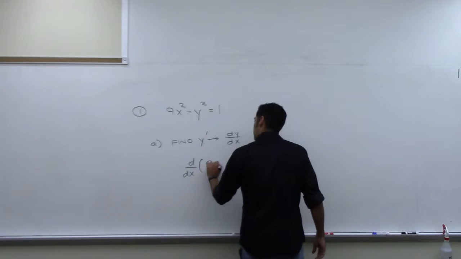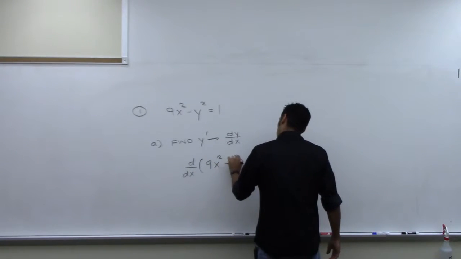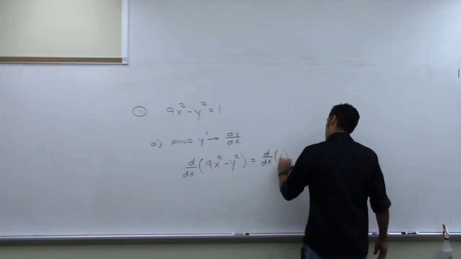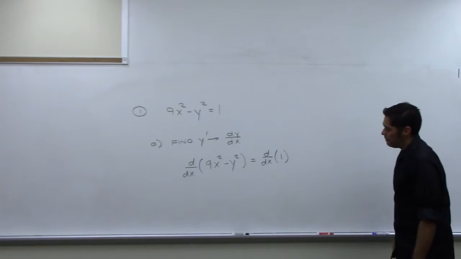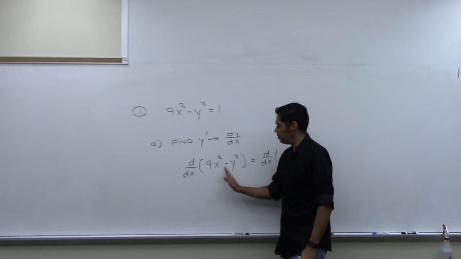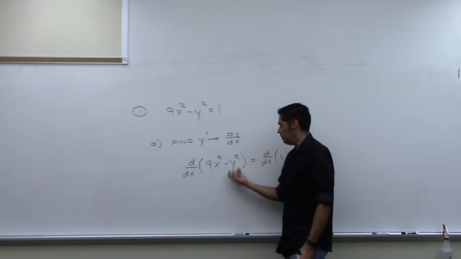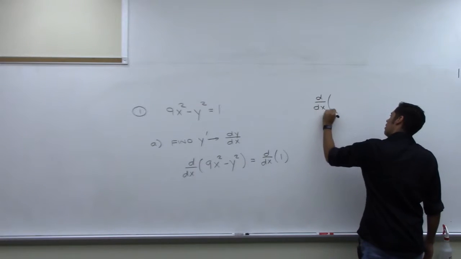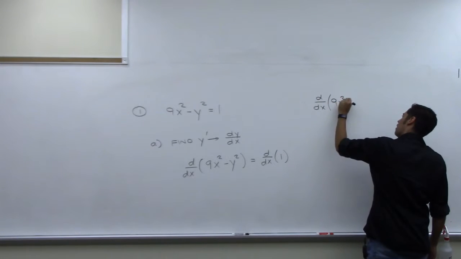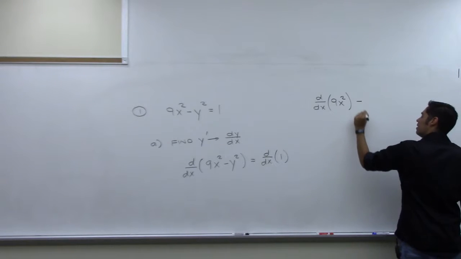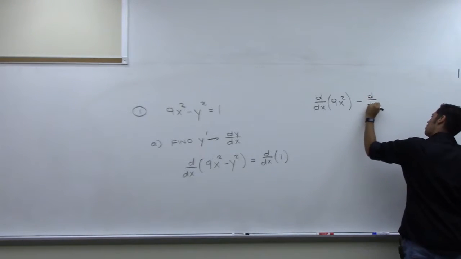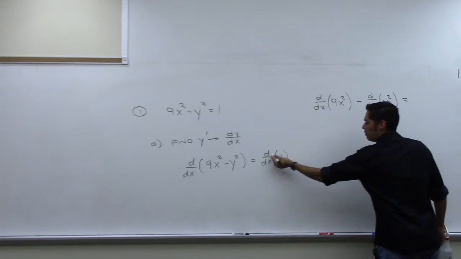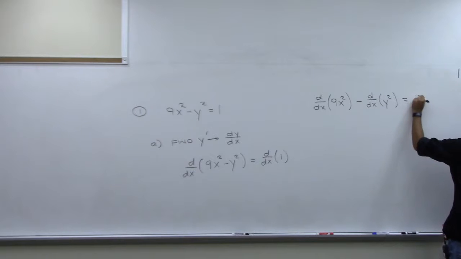So I'm going to take the derivative with respect to x on the left side, and I'm going to take the derivative with respect to x on the right side. Now, the derivative of a difference of two terms, I can just take the derivative of each one. So that becomes the derivative with respect to x of 9x squared, and then minus the derivative with respect to x of y squared. And that must equal the derivative of a constant. And we know the derivative of a constant is 0.